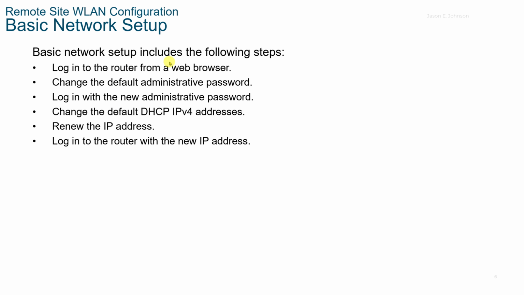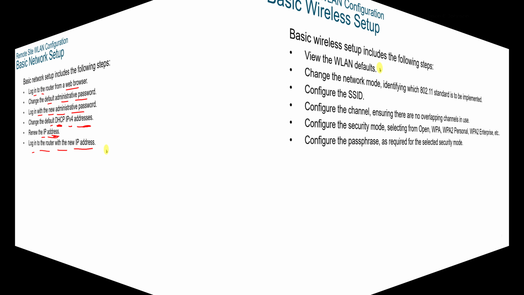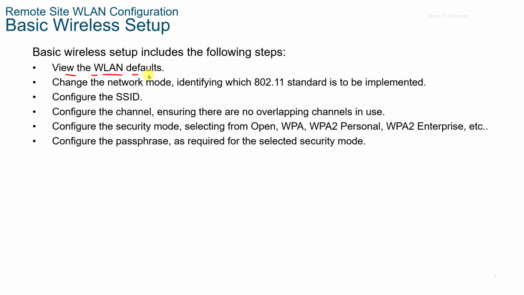Now, the basic network setup includes the following steps. You log into the router from the web browser, change the default administrative password, then restart it or re-log in with the new administrative password. Change your default DHCPv4 addresses, renew the IP addresses, and then log into the router with the new IP address. You also want to view the wireless LAN defaults.